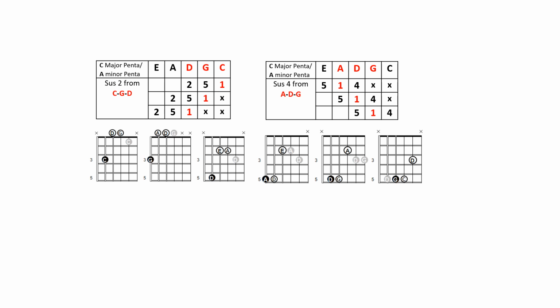Consider the three note voicings for sus2 and sus4. The 5 pentatonic scale degrees and the octave add up to 6. There are 3 chord tones in a sus chord. Subtract 3 from 6 to get 3 sus2 chords from roots C, G, and D, and 3 sus4 chords from roots A, D, and G.